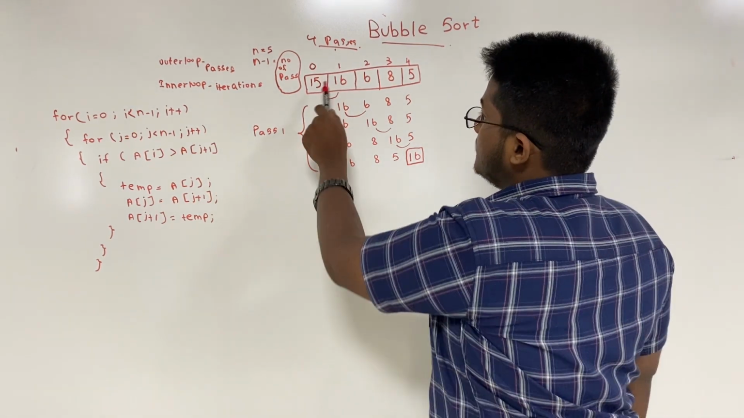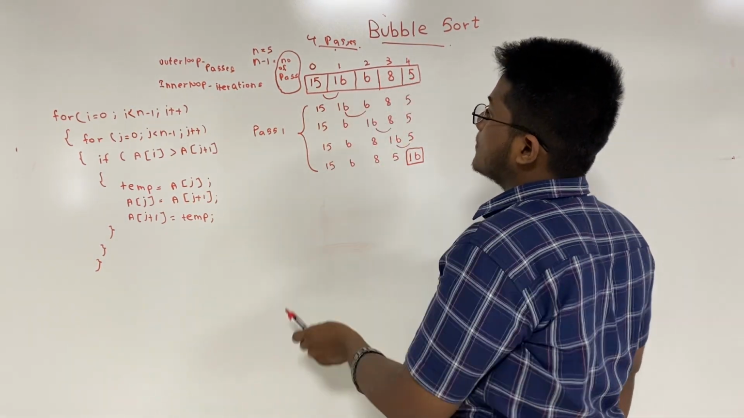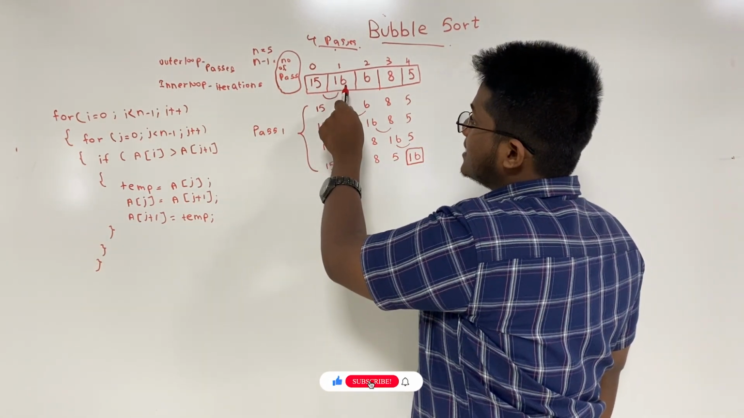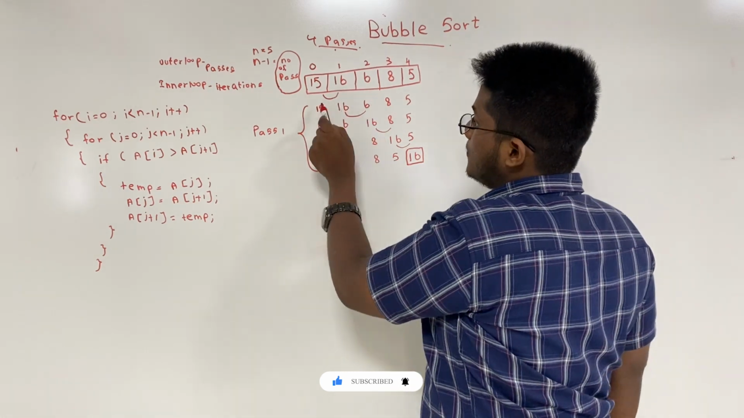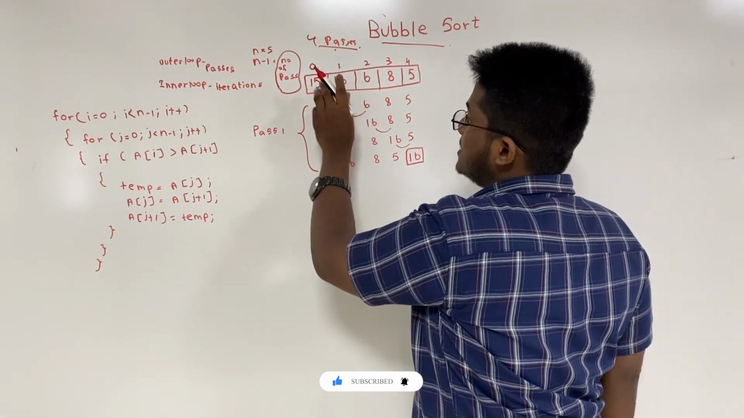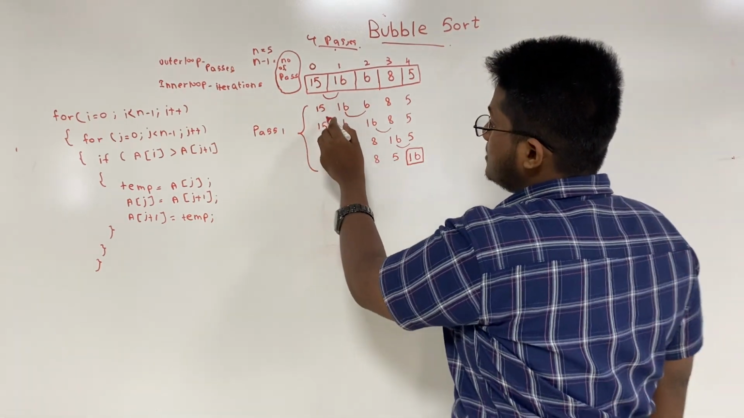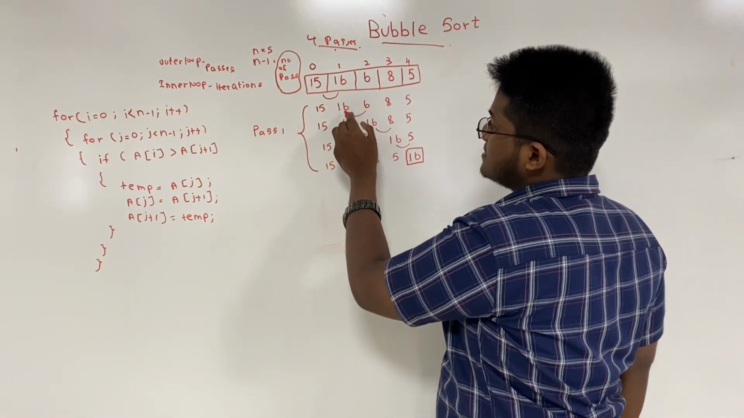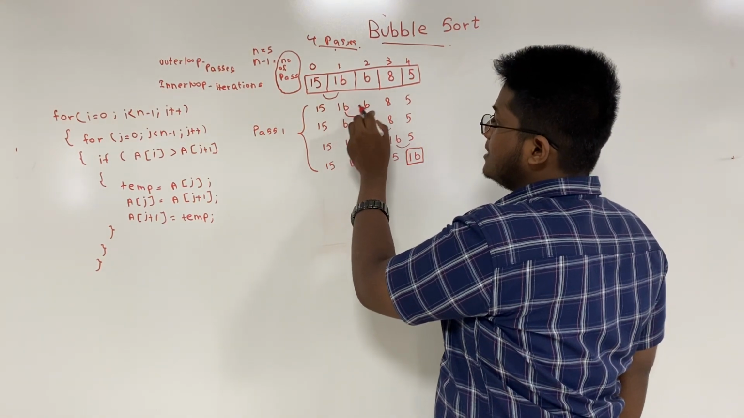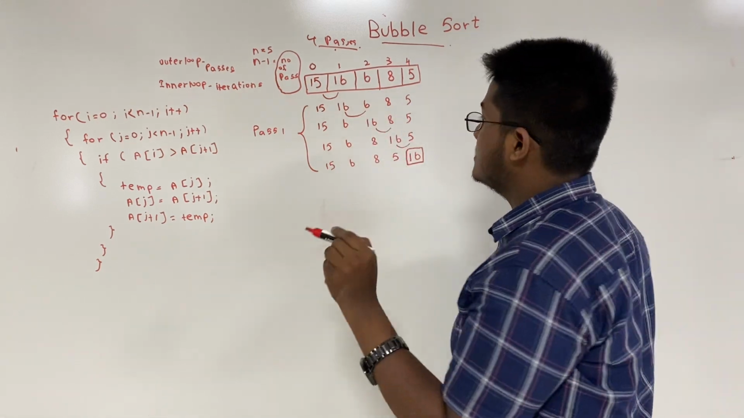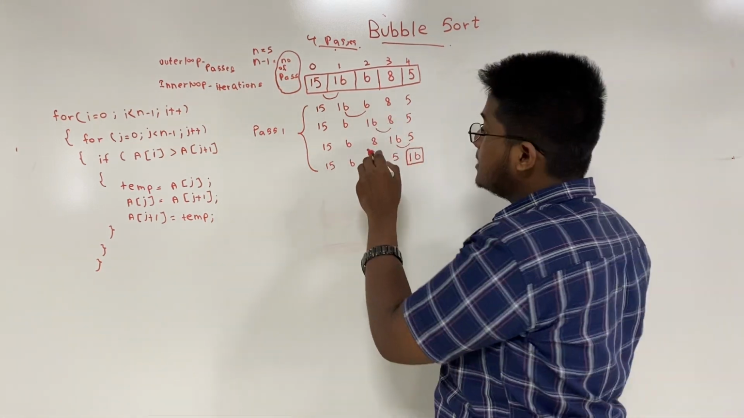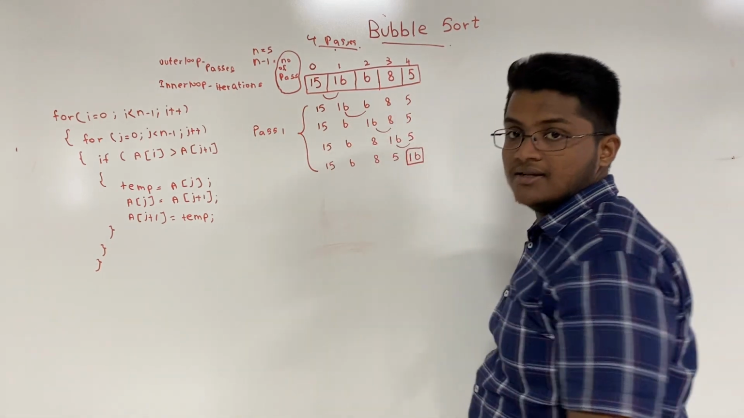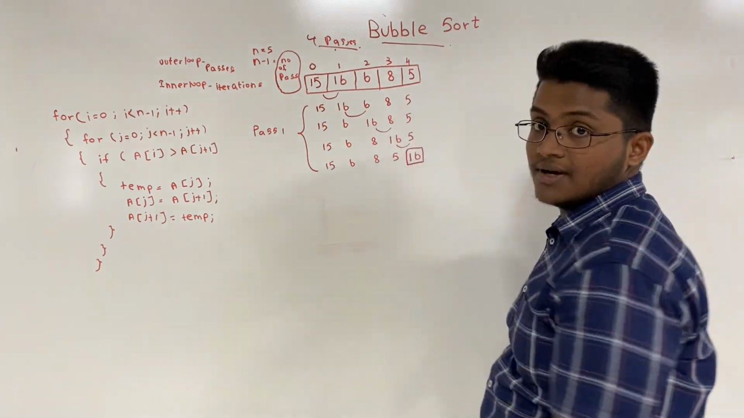Now first: 15, 16, 6, 8, 5. We are starting with 15. Is 15 greater than 16? No. Now we write it the same. Now we move to the second one. We are checking 16 and 6. Is 16 greater than 6? Yes. Now we write in the next array 15, 6, 16, and the other elements the same.